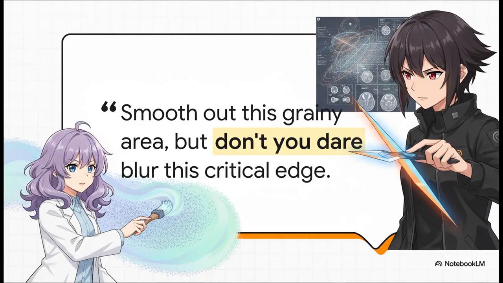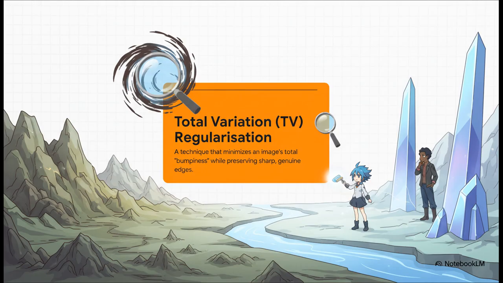Now, this whole process brings up a really fascinating challenge. You're essentially trying to tell an algorithm to do two things that are complete opposites. It's like saying, hey, go ahead and smooth out all this grainy noise over here, but whatever you do, don't you dare touch that super sharp edge right next to it, because that's a critical detail. How do you program that? Well, the answer is a brilliant mathematical technique called total variation regularization, or TV for short. And the way it works is just so cool.